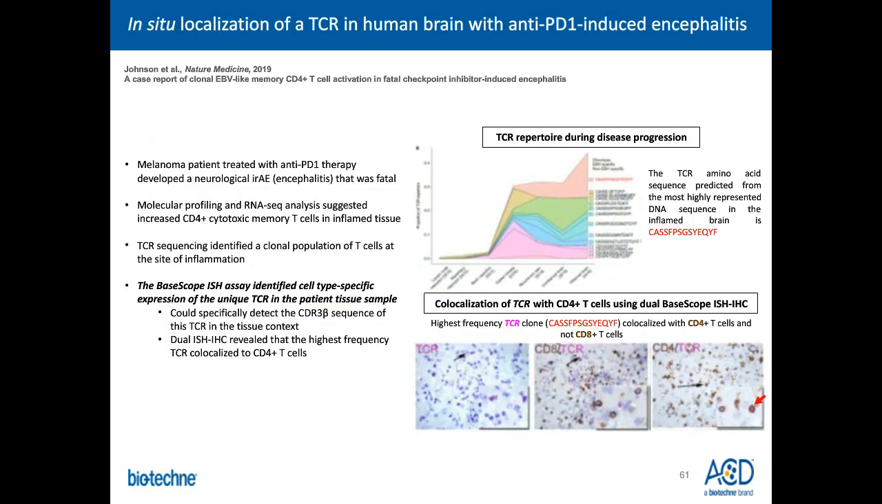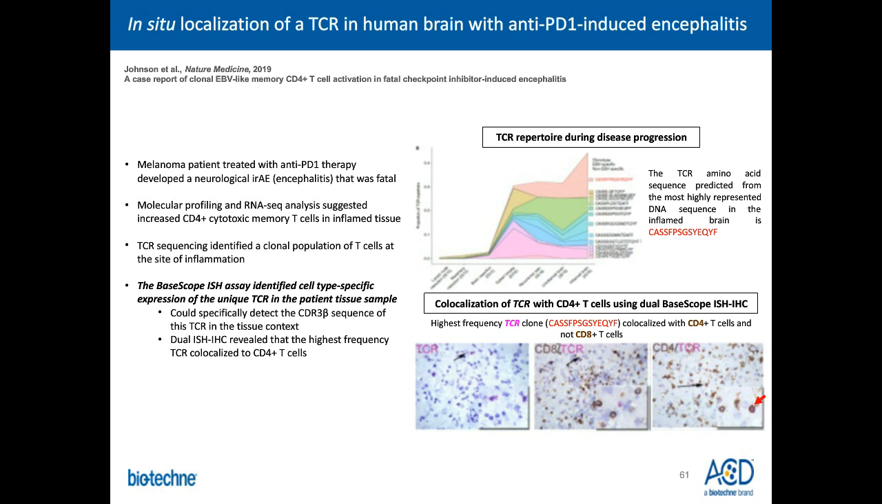In this particular example, this is a group from Vanderbilt that was trying to understand the reason for anti-PD-1 therapy-induced encephalitis in this particular patient that had melanoma. And this patient succumbed to their encephalitis. What they wanted to identify was the immune cell population that was responsible for inducing this encephalitis. And when they performed TCR sequencing on this encephalitis tissue, they identified a specific sequence that was most abundant in this particular tissue. Then they went ahead and designed a BaseScope probe against this sequence.